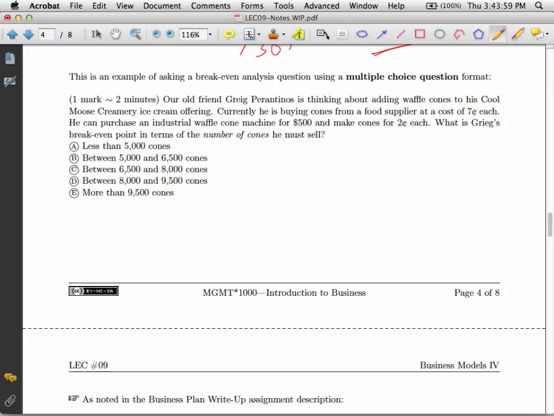And the last one is looking at waffle cones, make versus buy. A lot of students were wondering why we don't have any information about the cost of the ice cream cone. The answer is it doesn't matter. You don't need to know the price of the ice cream. So if we're making the cones, it's $500 plus 2 cents per cone. And if we're buying, it's 7 cents.